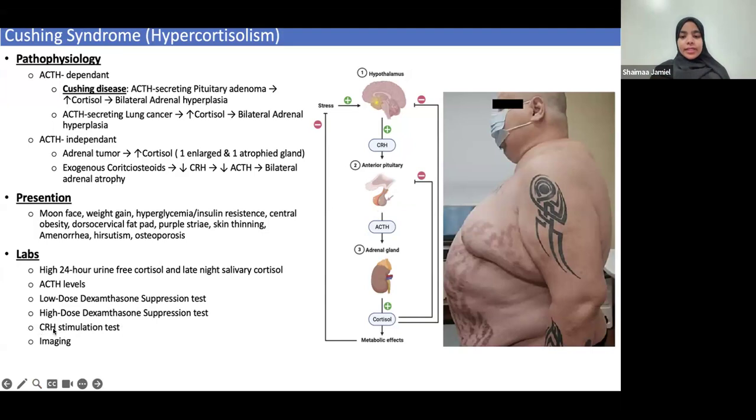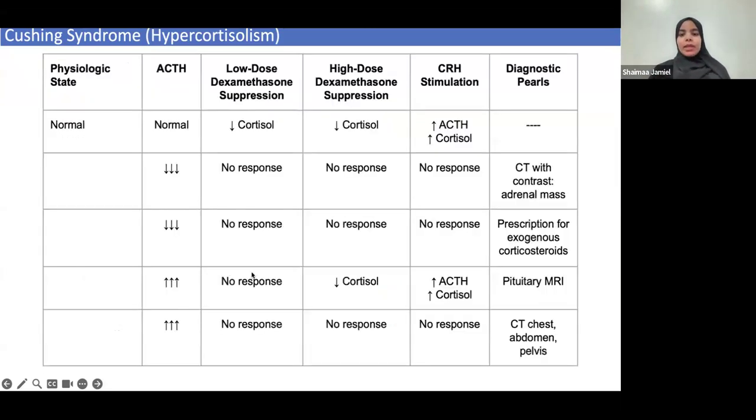And then another thing is CRH. CRH is released by the hypothalamus. If the levels of cortisol increase when you give CRH, again, it means it's from the pituitary, because that means it's responding to both negative feedback and positive feedback. But if it's ectopic, it's not going to. And of course, imaging to see if there's any pituitary tumor, adrenal tumor, and so on. Okay. So again, this is a quick summary.